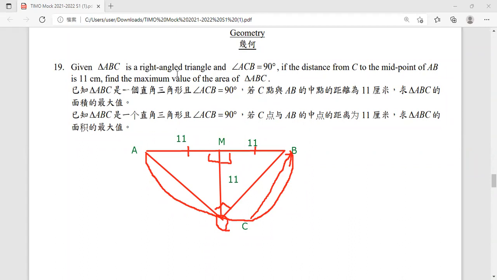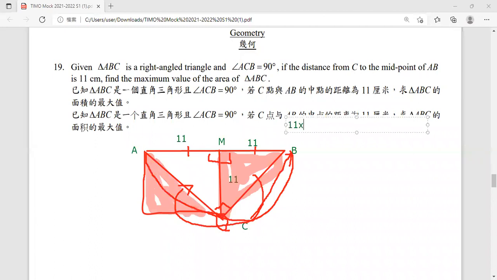So what I can do here is that I cut this half circle and insert here. The radius of the circle is constant by definition. So I cut this triangle and put it here. It becomes a square of side length 11. So the answer will be 11 times 11, which is 121.